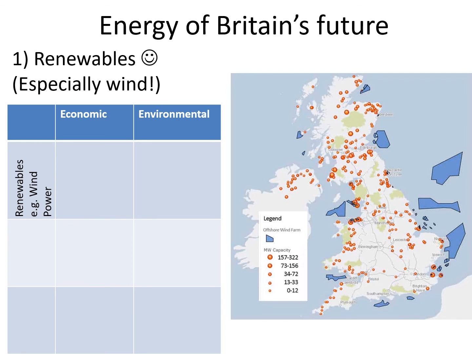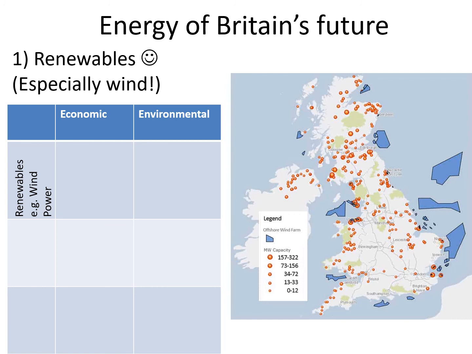And so we need to look now at the future for Britain. What I'd like you to do is make a table in your book, a little bit like the one you can see on this slide here. You need to have 3 columns. So in the left column, you're going to write down the energy source. Then you need a column for economic challenges and a column for environmental challenges.